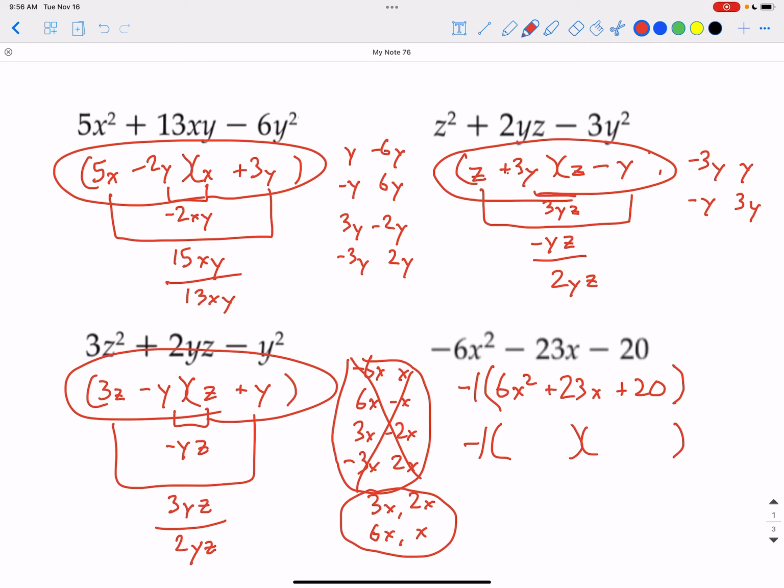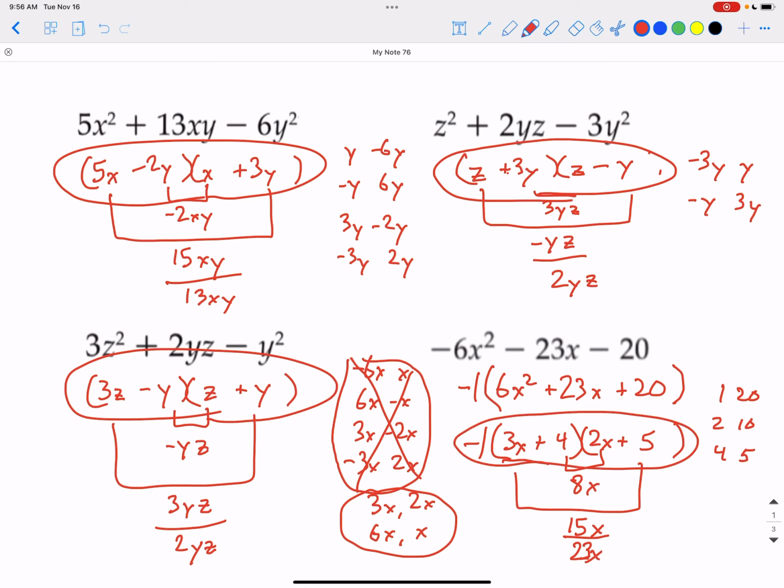Let's split up 6x squared as 3x and 2x. And we need factors of now positive 20 that add up to positive 23. Such factors would be 1 and 20, 2 and 10, 4 and 5. They both need to be positive to add up to a positive 23 and multiply to be a positive number. So let's try 4 and 5. 4 times 2x is 8x. 3x times 5 is 15x, and that does add up to 23x. So we do have it correctly factored. Remember, the negative 1 you factored out is part of the factorization, so make sure you include that in your answer.